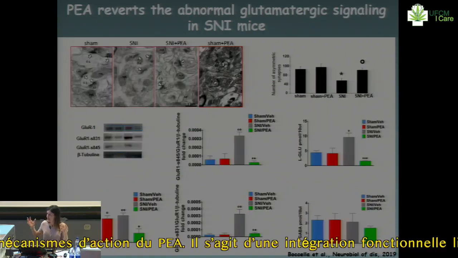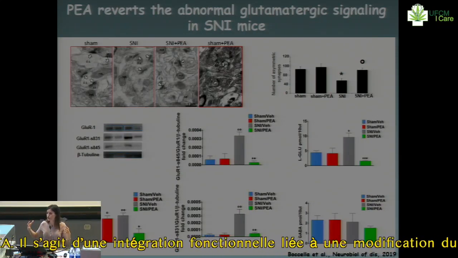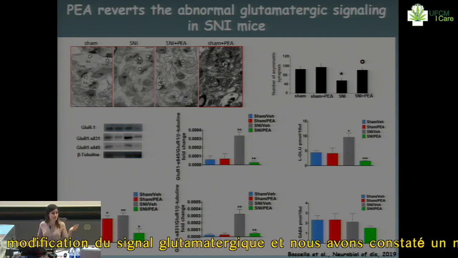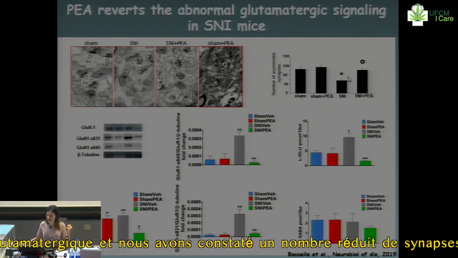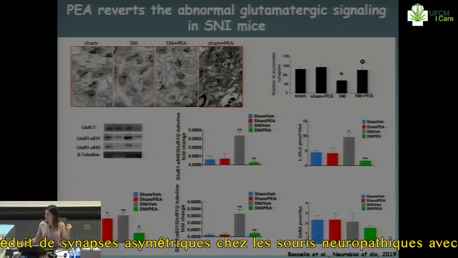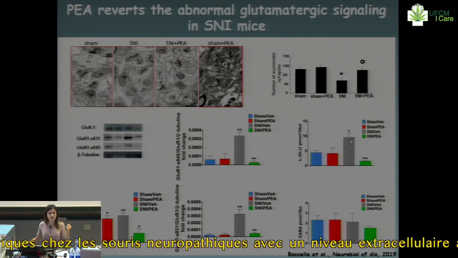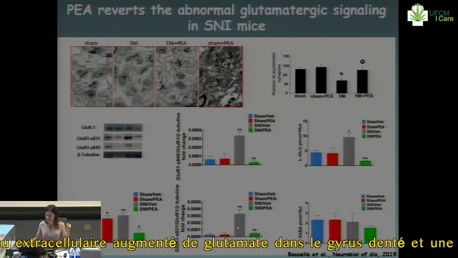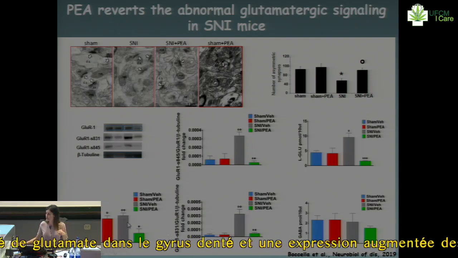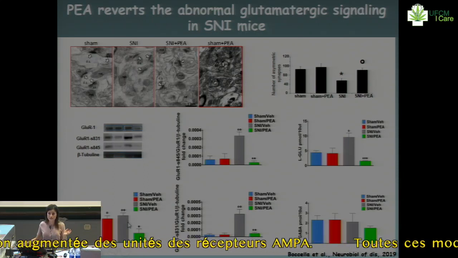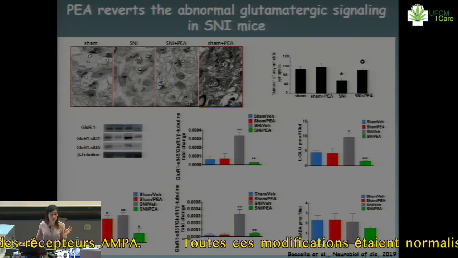These behavioral and functional alterations were associated with glutamatergic signaling modifications. Indeed, we found a reduced number of asymmetric synapses in neuropathic mice, increased extracellular level of glutamate in the dentate gyrus, and increased expression of AMPA receptor subunits. And these modifications were all normalized by chronic treatment with PEA.